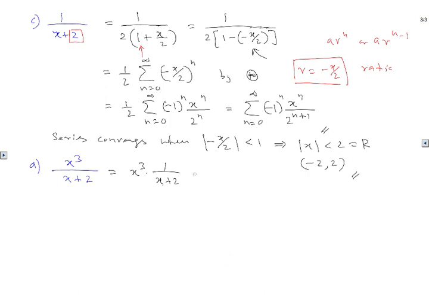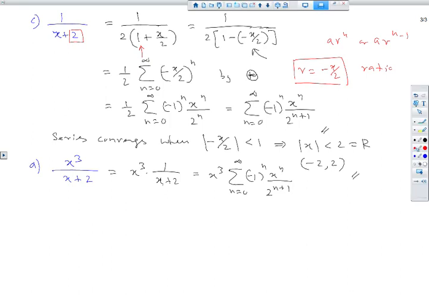Because from the previous example we know that 1 over x plus 2 is equal to what? It was the sum over n going from 0 to infinity of negative 1 to the n, x to the n, over 2 to the n plus 1. That's what you get from the previous example. So this is coming from here.